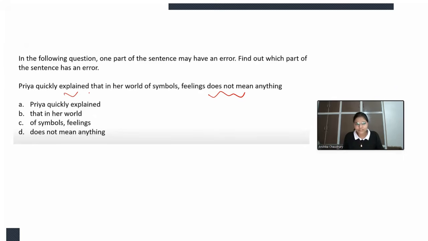We are talking about past, right? Priya quickly explained. We are using the second form of verb, past form of verb. So we have to use the correct verb form here again, right? It would not be did not, but the thing is, we have feelings, that means plural form. So does not will not be correct. Do not will be correct, right? So here the error is in this part. Does not mean anything. It should be do not mean anything.